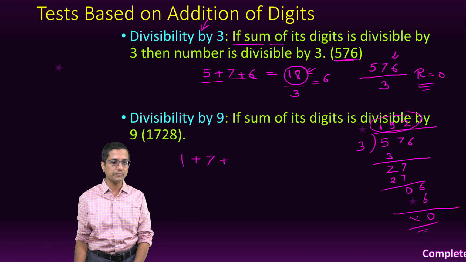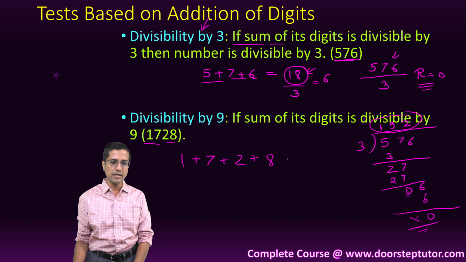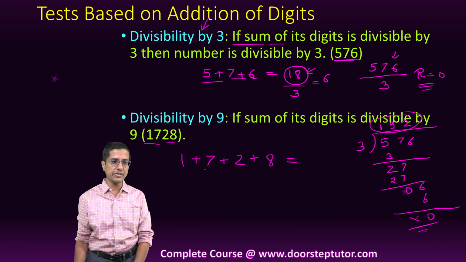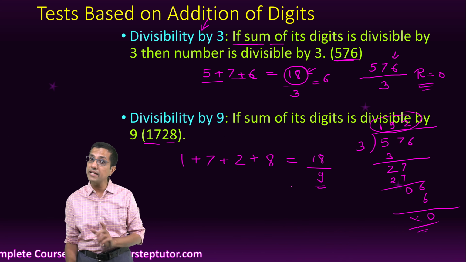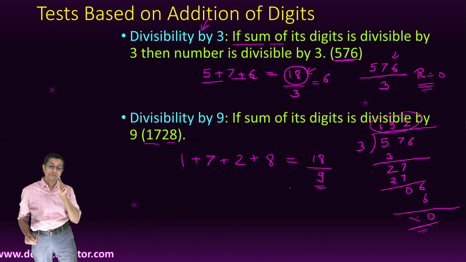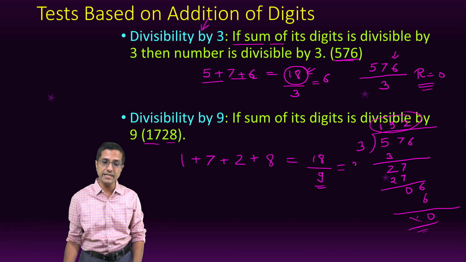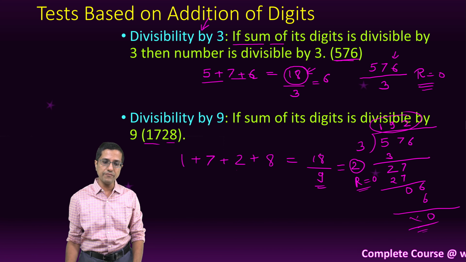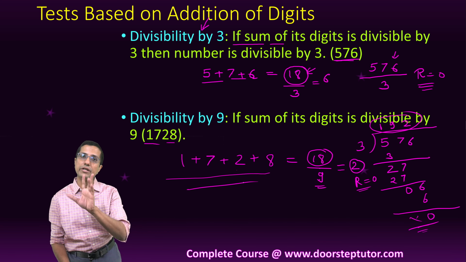We are going to add the digits of this number together, and this comes out to be 8 plus 2 is 10, 10 plus 8 is 18, and this we are going to divide by 9, not 3. If the sum of the digits, that is 18, is divisible by 9, is it divisible? Yes, it is, because I get a quotient of 2 and there is no remainder. Therefore, because the sum is divisible by 9, the original number is also divisible by 9.